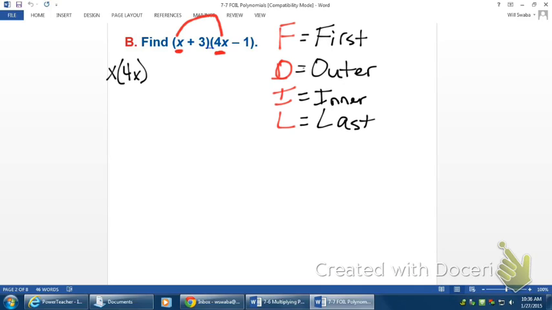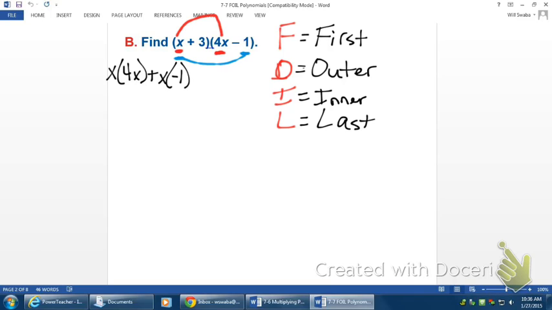My O stands for outer. Now these are going to be the outermost terms. So it would be x and -1. So you multiply these terms. Okay? So this is going to become, I have a plus x times a -1. Those are my outermost terms.